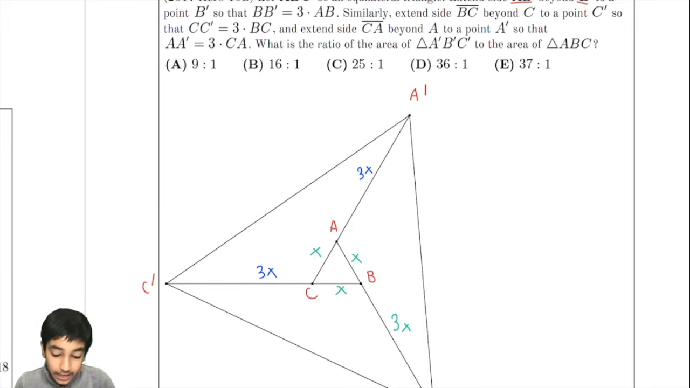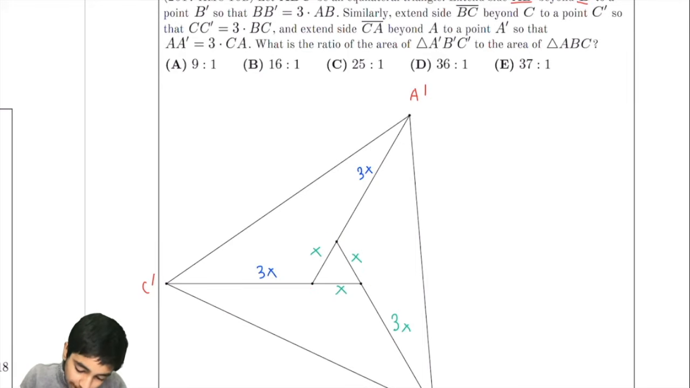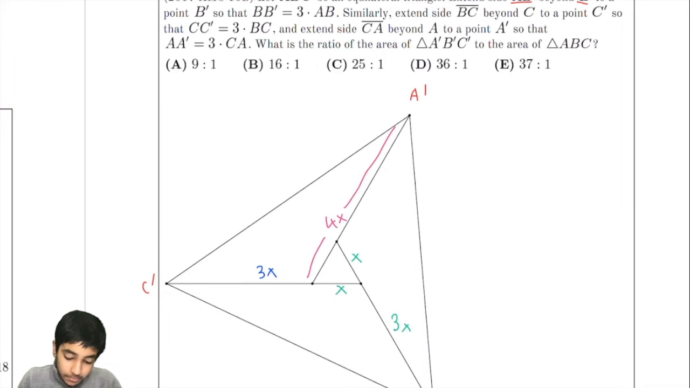Now we need to find the ratio of A prime, B prime, C prime, the big one, to the small one. How can we do that? Well, without actually solving the problem, this is somewhat of a trick you can use. So I'm just going to erase the letters just to clean it up. The total side length is just going to be 4x here, because each of the parts are x and 3x, right? So the total side length is 4x here and 3x there.